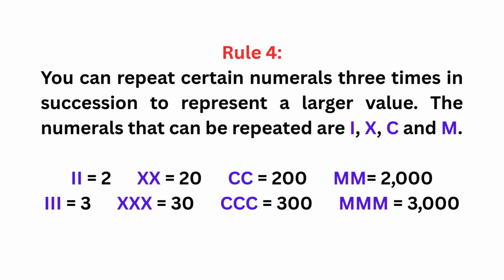X can be repeated twice, XX. It can also be repeated thrice, XXX, to give 30. CC gives 200, CCC gives 300, MM gives 2000, MMM gives 3000.